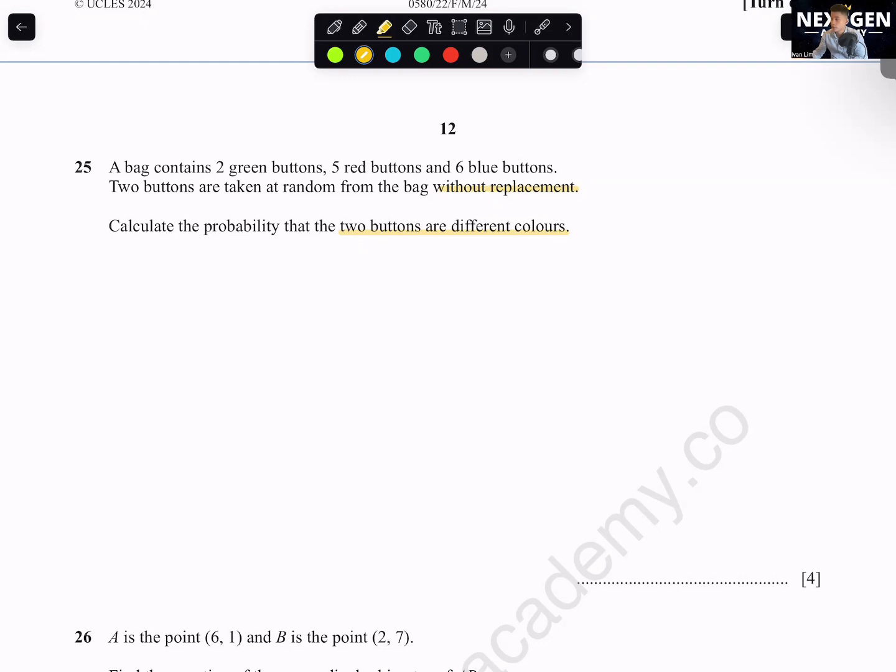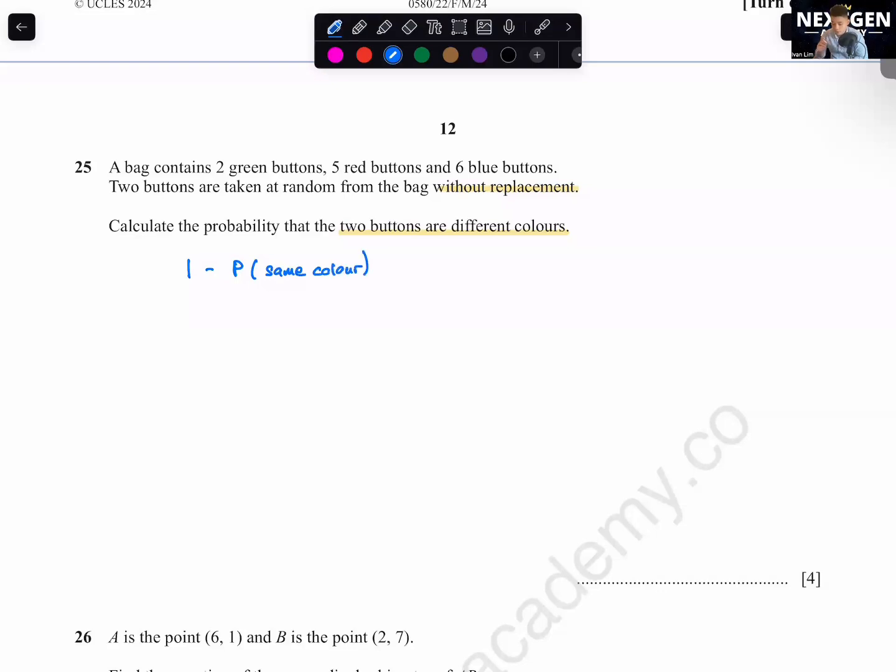Correct, right? Or what is the other way? Is there another way to do this? The other way that you can do is 1 minus the probability of same color.